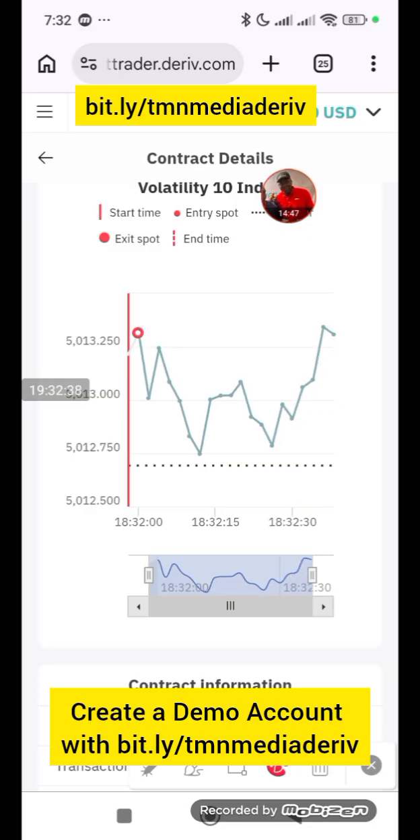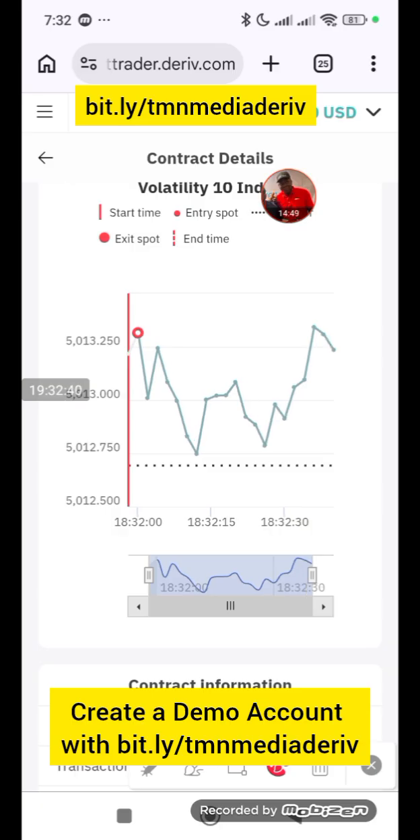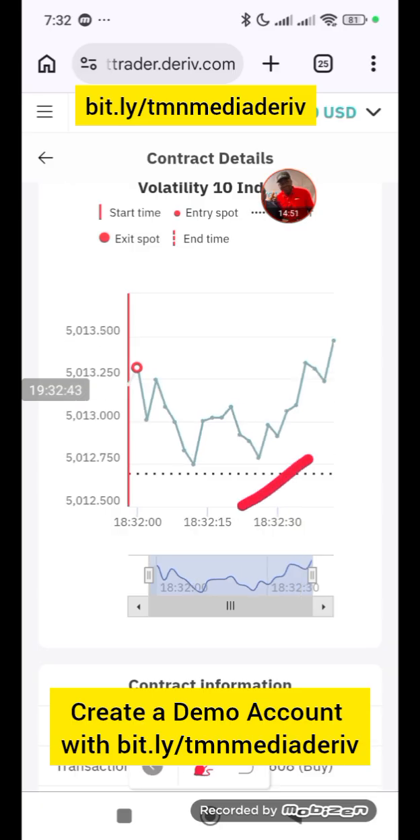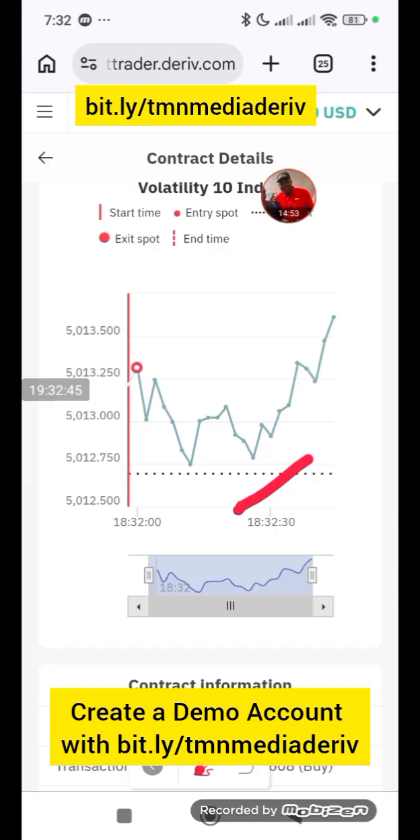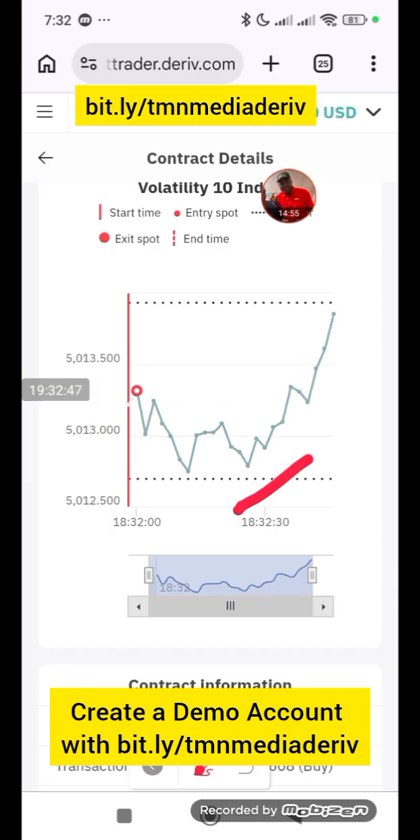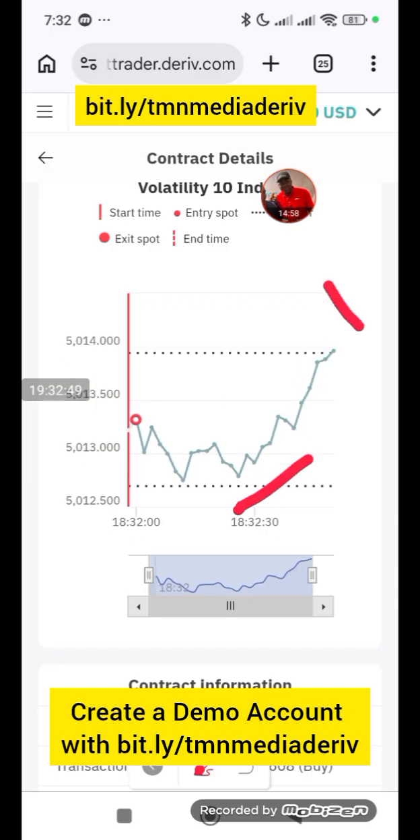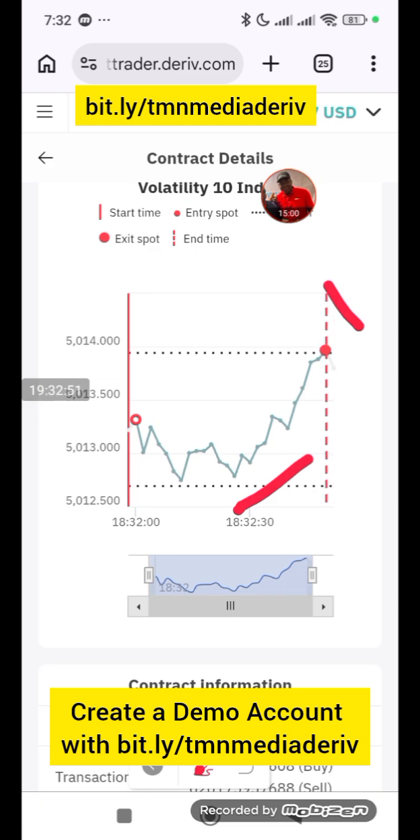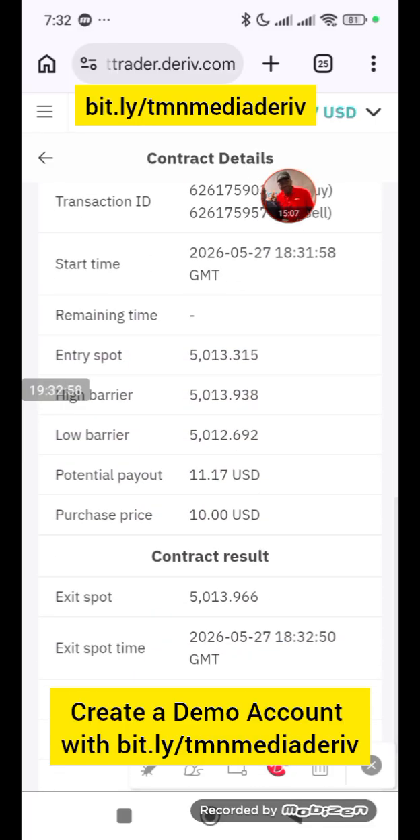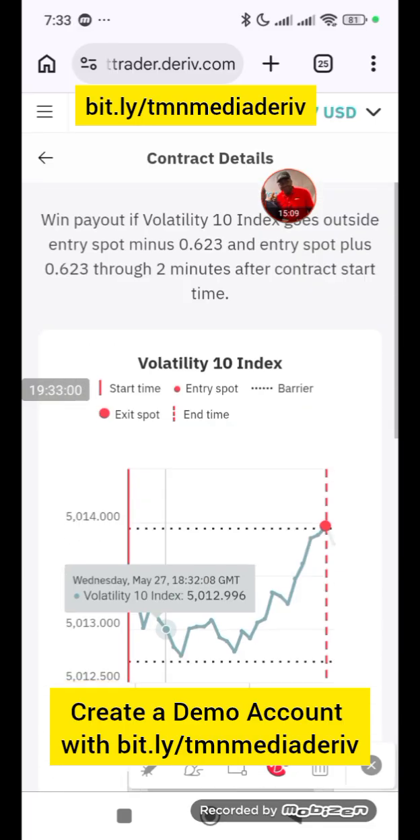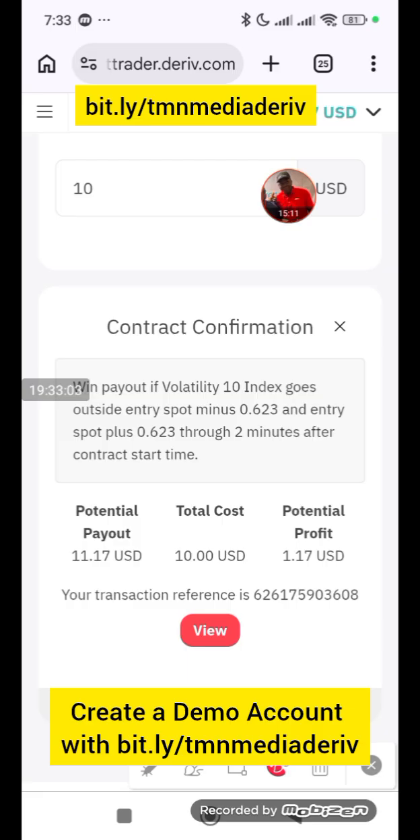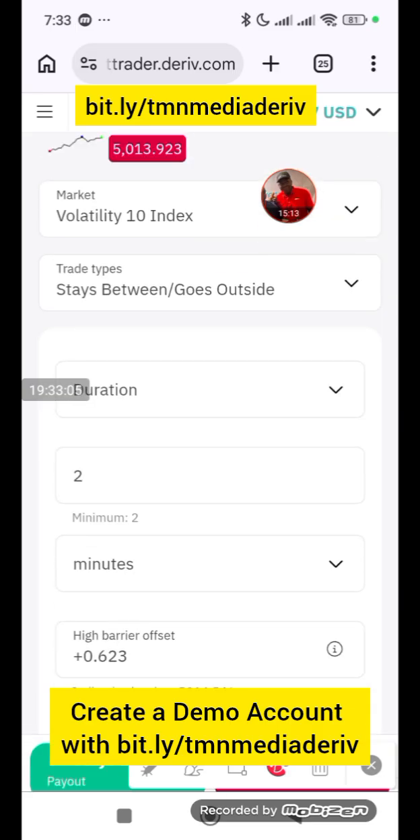You can see the distance. If this thing touches here, we will win the trade. Also, there is another one here. If it touches here, we win the trade. You see, as it touches, we've won. So that is to show you that the trade is called goes outside. It is only offered on the Deriv platform. No other platform offers such. It's only on Deriv.